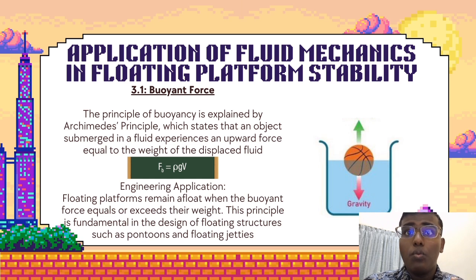It states that when an object is placed in fluid, it experiences an upward force equal to the weight of the fluid it displaces. Mathematically, this is written as Fb equal to ρgV, where ρ is the fluid density, g is gravitational acceleration, and V is the displaced volume.